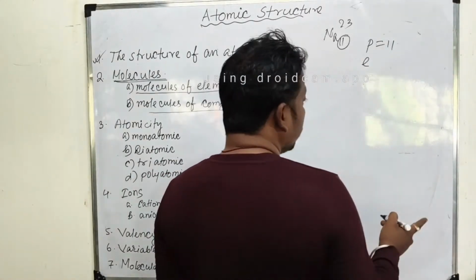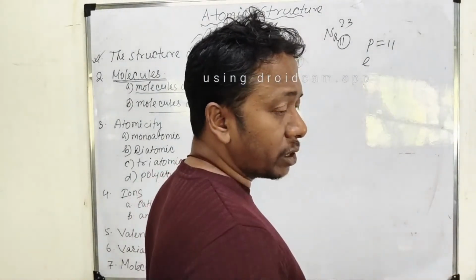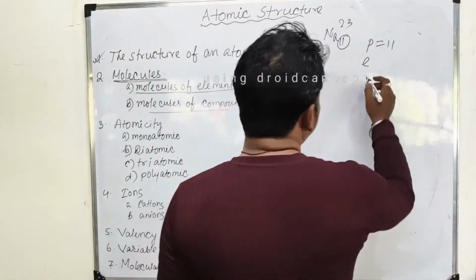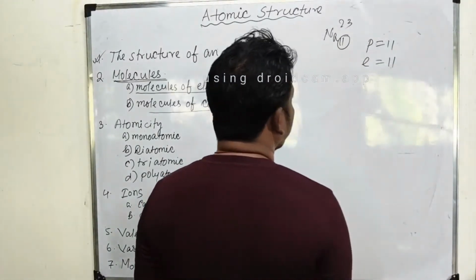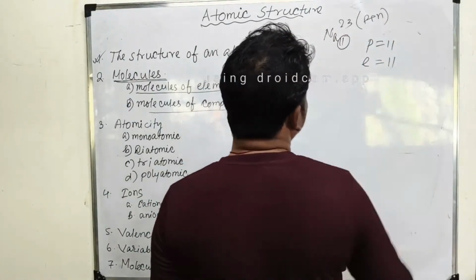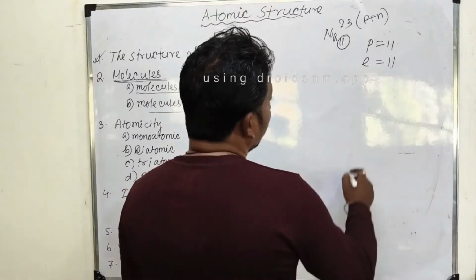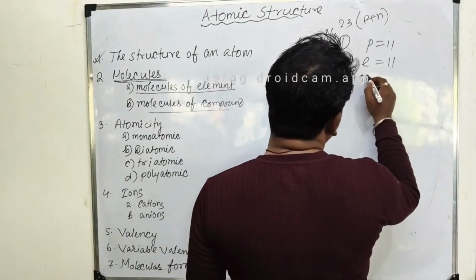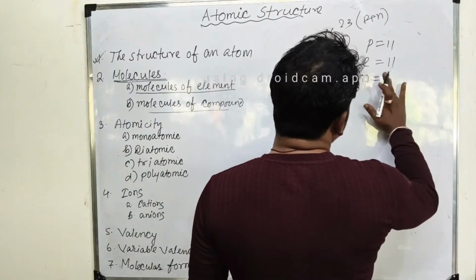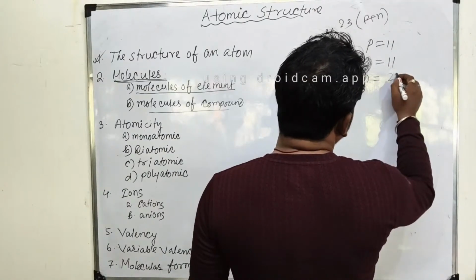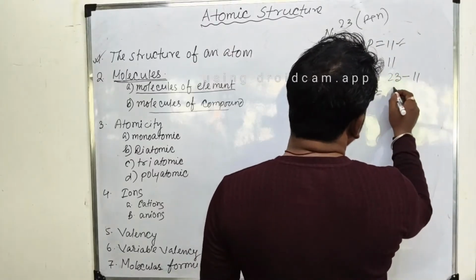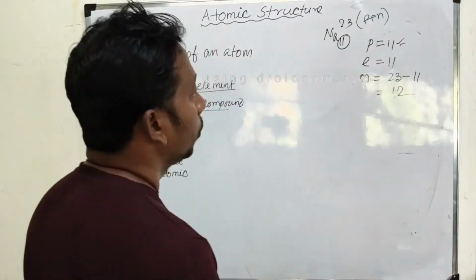So I said that the number of protons in an atom must be equal to the number of electrons. That is, the number of electrons is 11. And this part is called proton plus neutron, the atomic mass. So how will I find the neutron? Neutron means total minus proton, that means 23 minus 11, that is 12.